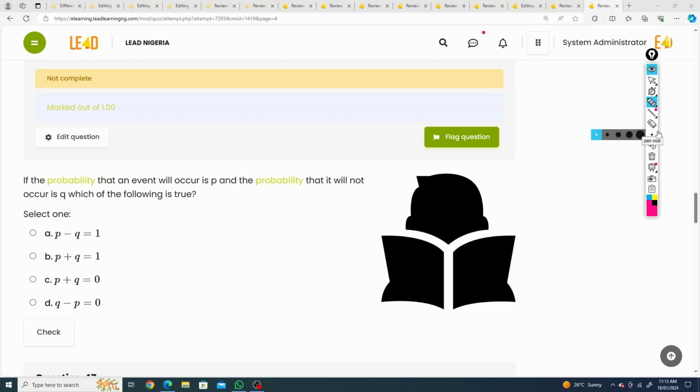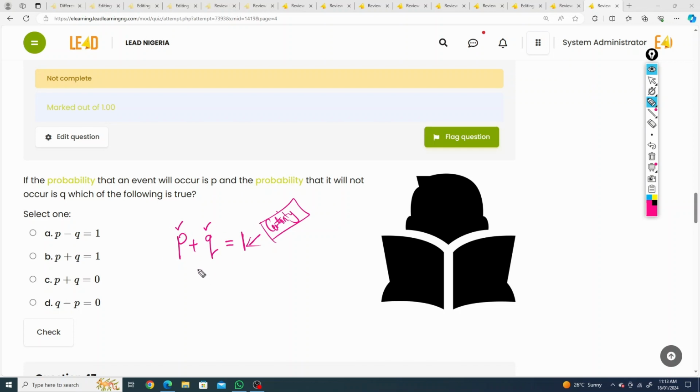Well, that's going to mean that P plus Q, the correct answer, is P plus Q must equal 1, because one of them must happen. So certainty is 1. And you must be sure that it's either the first one or the second one. Either it happens or it doesn't happen.